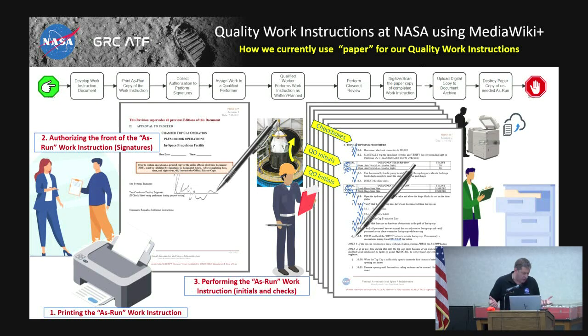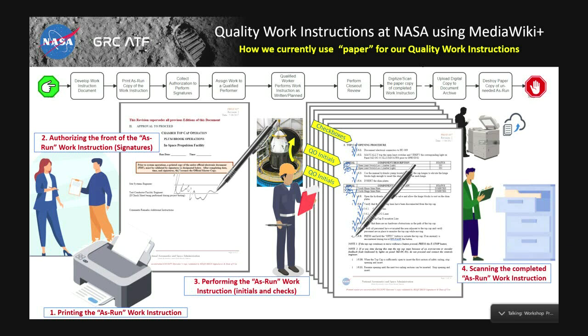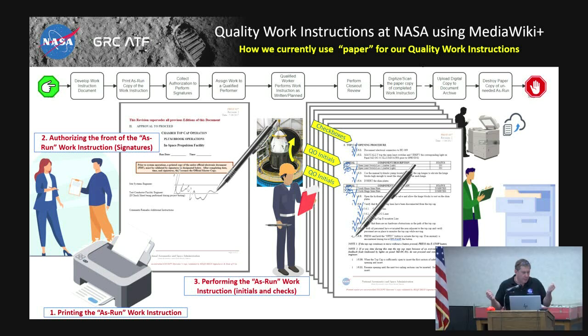If we look at what this process looks like as we stand back, there's a flow diagram at the top that goes from left to right with different steps and tasks in between. What you can see is this boils down to we develop a work instruction, usually a document of some kind. And so step one is we print that document out on paper. And then we have to go around and collect signatures the old-fashioned way with pen and ink, and get that procedure authorized to be performed.